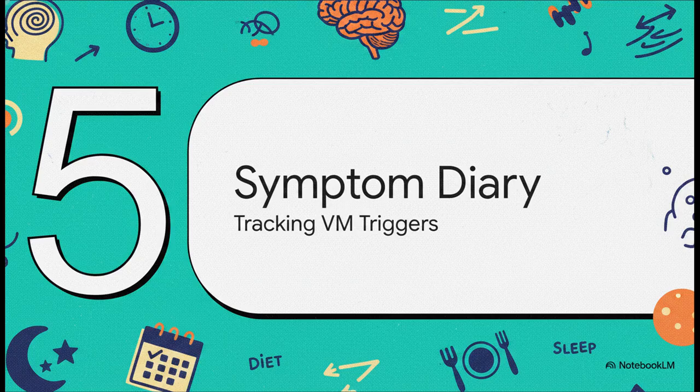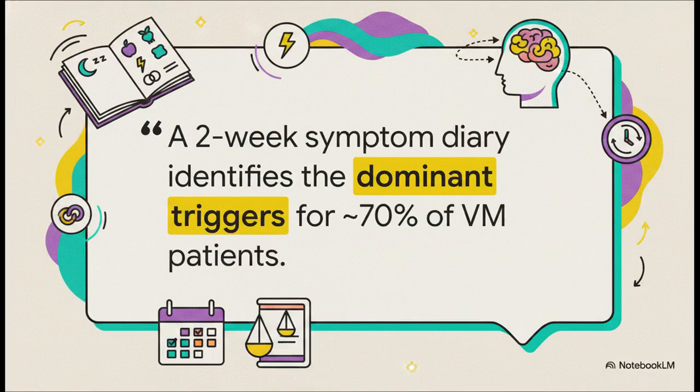Section 5. The 2-week symptom diary. To solve this highly individual clinical puzzle, we have got to track data prospectively right from session 1. Relying on a patient's memory of what they ate or how they slept prior to an episode weeks ago just isn't reliable enough. Here is a massive clinical pearl from the source text: a 2-week symptom diary capturing sleep, food, stress, hormonal events, and episode timing identifies the dominant triggers for roughly 70% of VM patients. 70%. The symptom diary is the absolute highest yield assessment tool we have in the clinic. It easily beats any objective vestibular test for guiding your lifestyle prescriptions and rehab dosing.